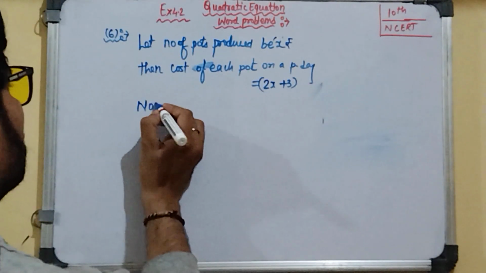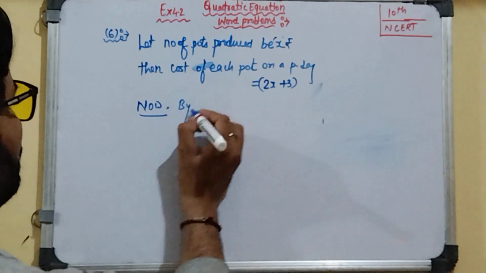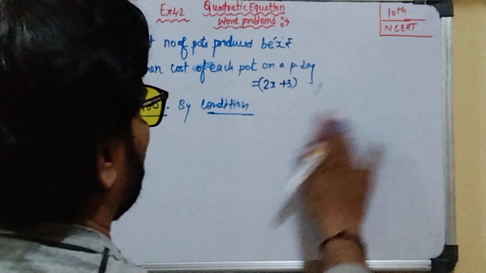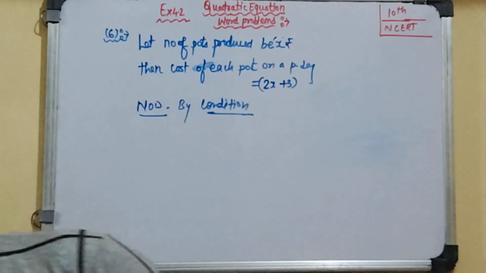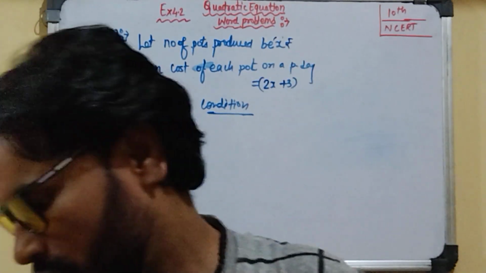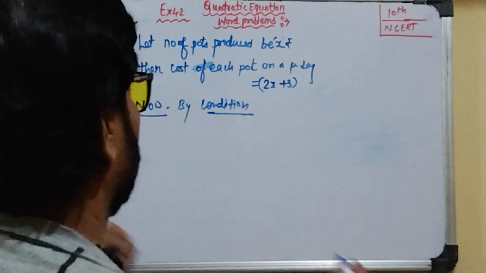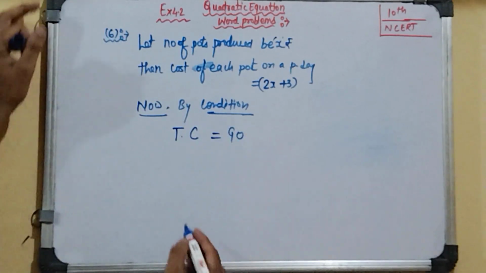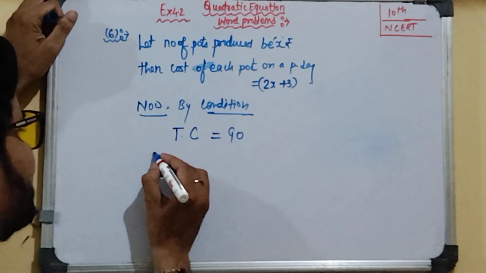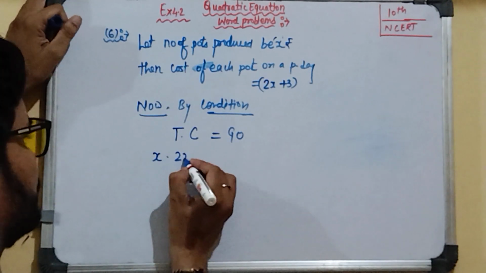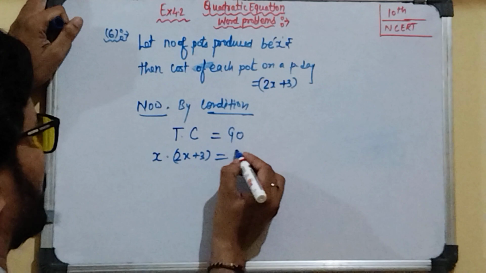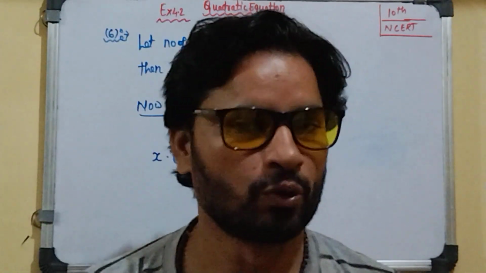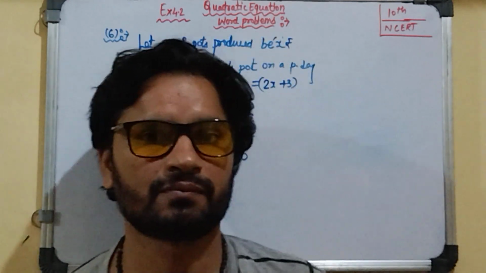Now by the condition, what is given in the condition? That the total cost is rupees 90. Then number of pots into each cost is equal to 90. When we multiply the number of pots into each cost, then we get the total cost. Is it clear?